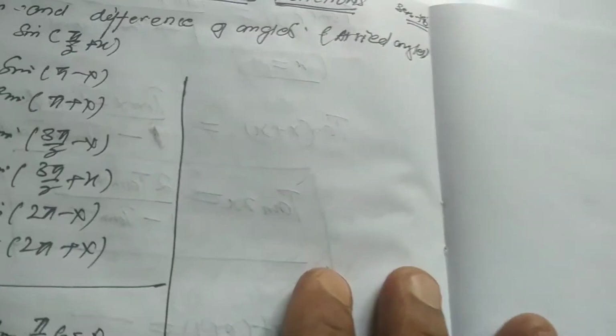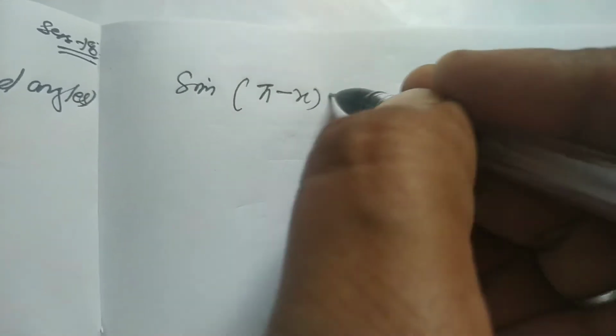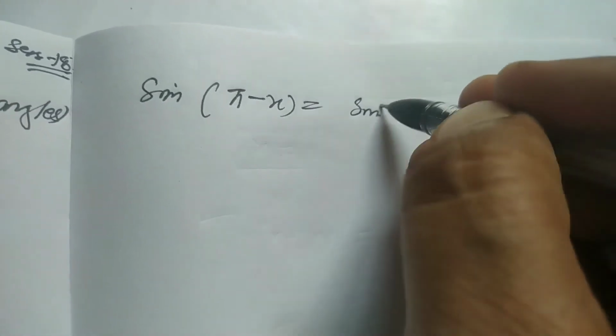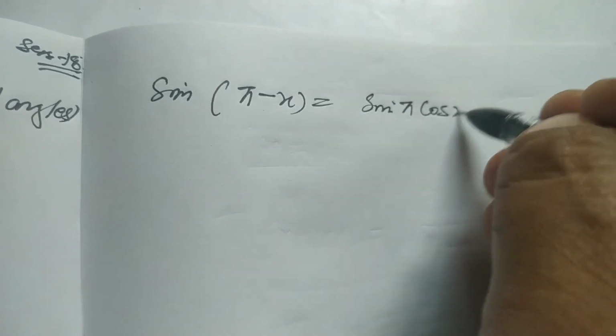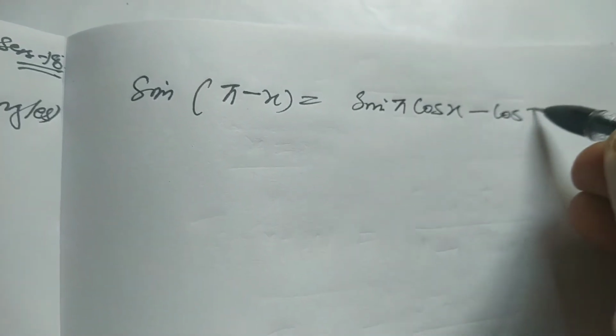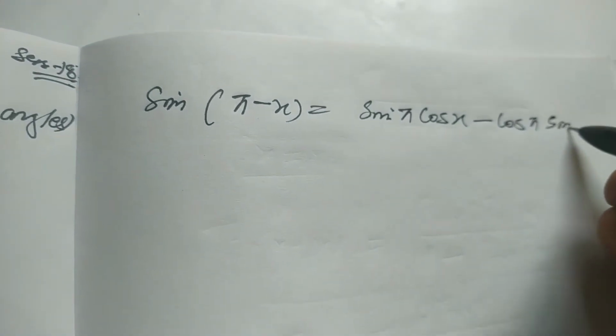Now see the second one. I'm going to solve only the sin x ones, and the rest you do yourself. If you're not understanding, let me know. Next is sin(pi - x). This is sin pi cos x minus cos pi sin x.